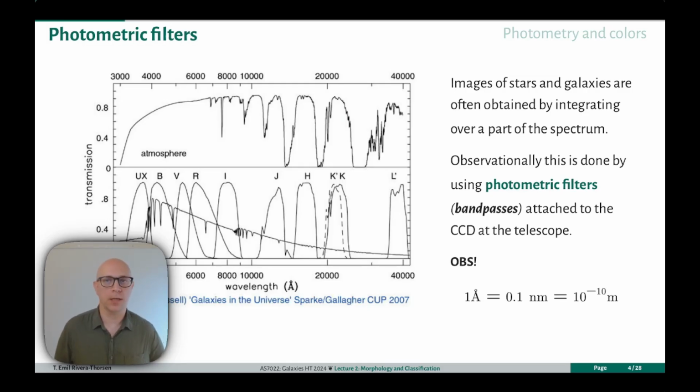Images of stars and galaxies are often obtained by integrating over a part of the spectrum. Observationally, we do this by using photometric filters. These are filters that only let through light in a particular given wavelength range. That way you can obtain light in different filters, compare the brightness inside these filters, and get an idea, for example, of the color of this object. We use these filters attached to a CCD telescope as it is set here.